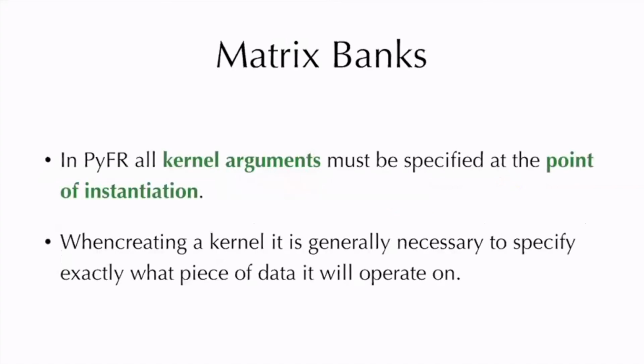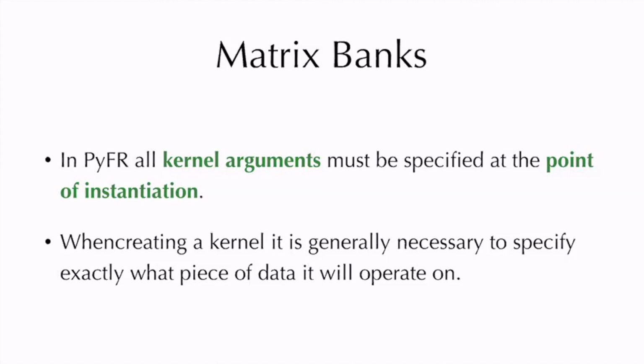The third and final major data structure I'm going to talk about is something called a matrix bank. One of the design decisions we made in PyFR is that all kernel arguments, so the parameters you pass to a PyFR kernel, must be specified at the point where you create the kernel. So not only is the source code for the kernel generated dynamically, but you must also specify all of the parameters to that kernel, so the arrays, the matrices, etc., at the point where the source code is generated. Now, there are several good reasons for this.